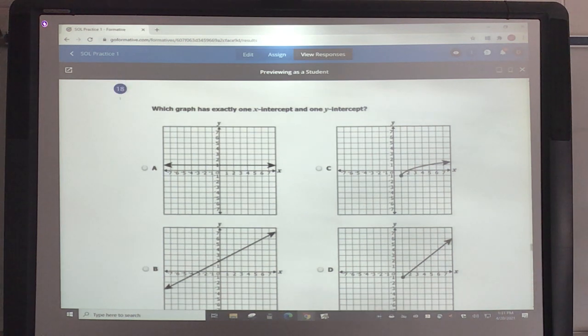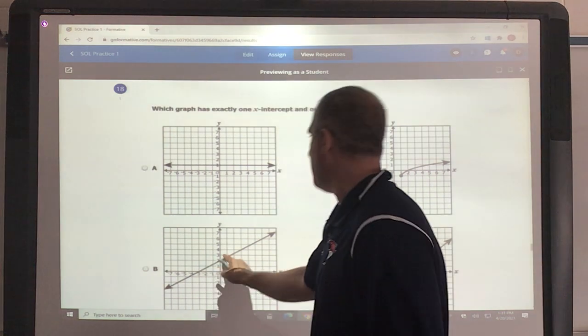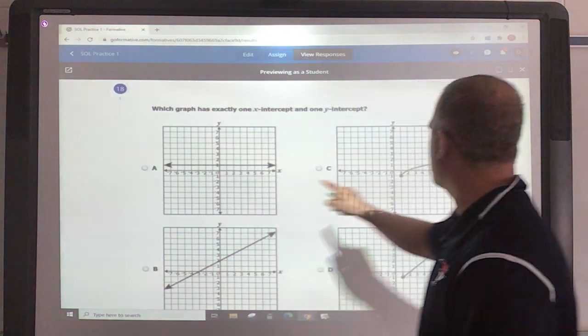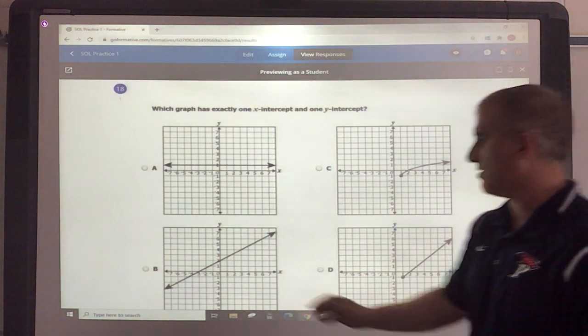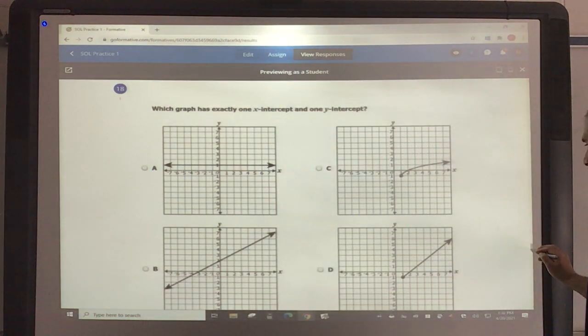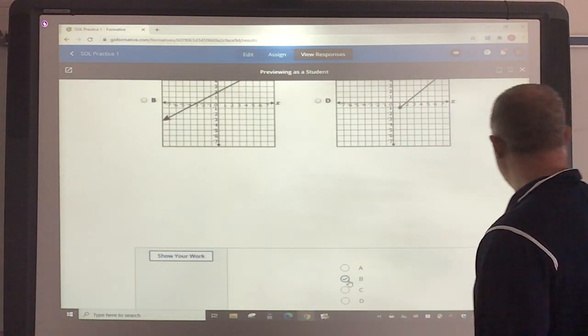Question 18. Which has 1 x-intercept and 1 y-intercept? So this crosses the x-axis and y-axis. This only crosses y. This is x. This is x. So my correct answer there would be B.